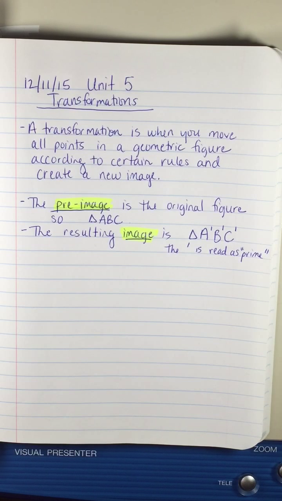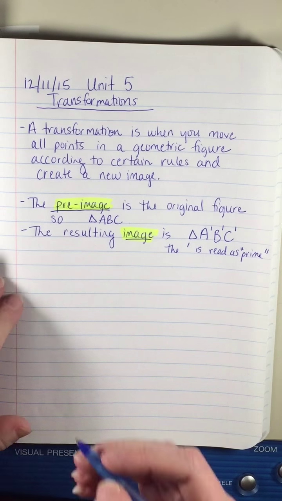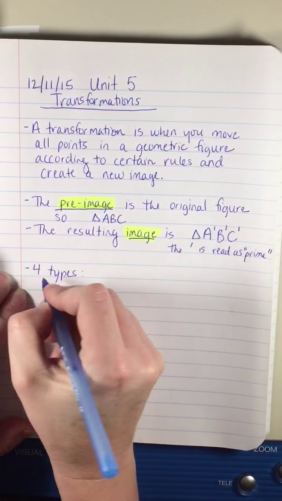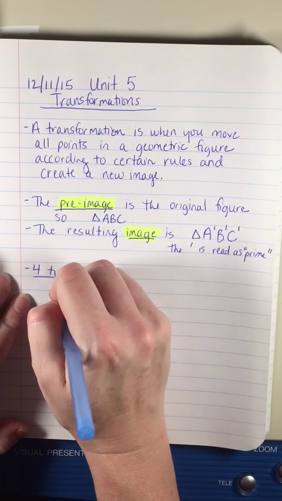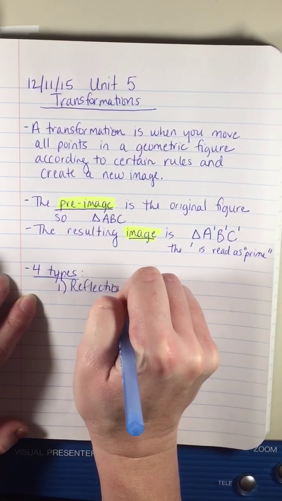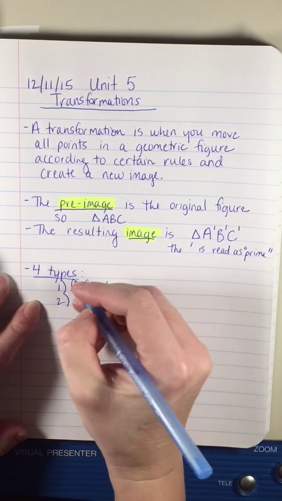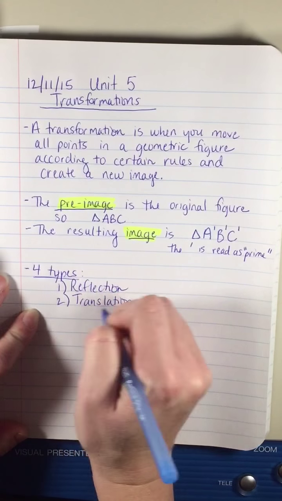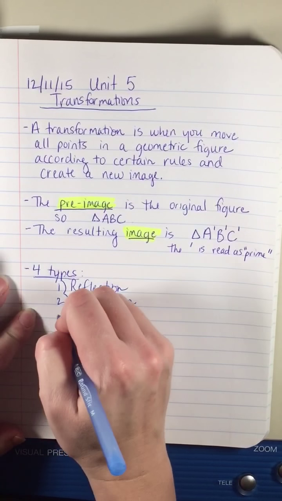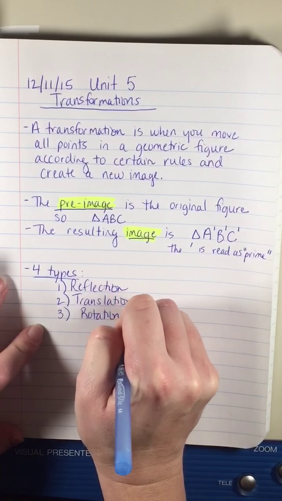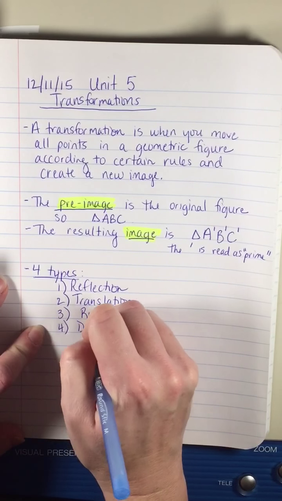So there are 4 types of transformations that we're going to look at this unit. The first one is a reflection. The second one is a translation. So that's what we're going to do before break. The third one's a rotation. And the fourth one's a dilation.